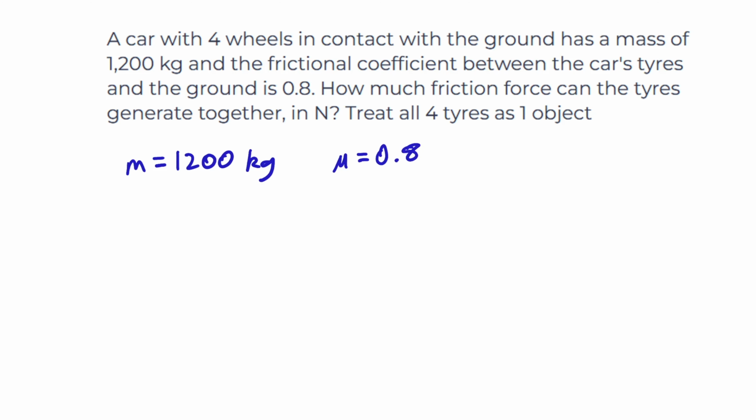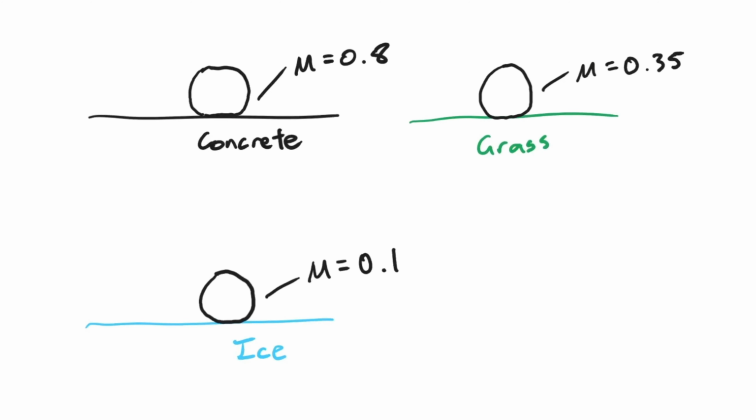The frictional coefficient tells us how much friction there is between two surfaces. The higher the value, the more friction there is between two surfaces. The highest value is 1.0. For example, a car tire on asphalt has a frictional coefficient of 0.8, whereas a car tire on grass has a frictional coefficient of 0.35, almost half. The same car tire on ice has a frictional coefficient of 0.1, meaning it is very slippery, and not a lot of friction force can be generated.